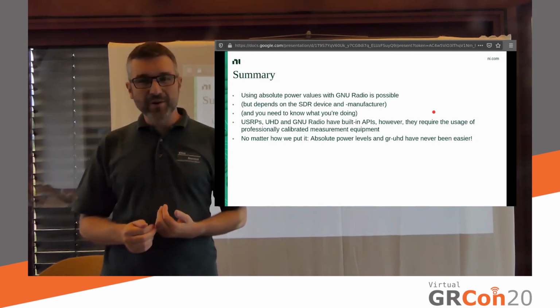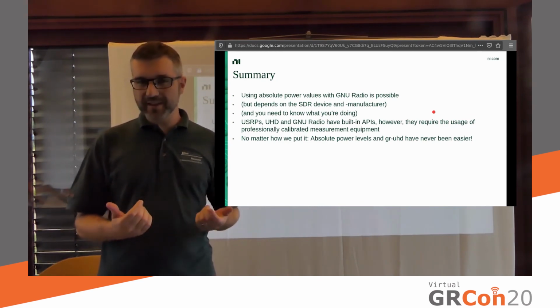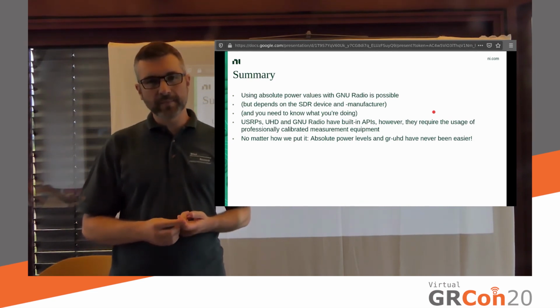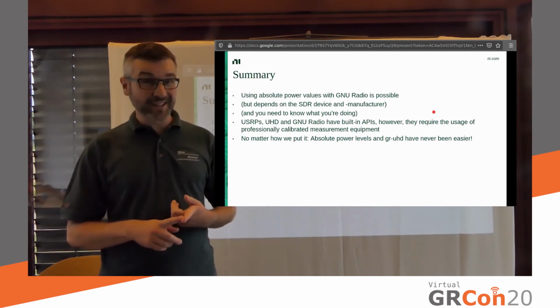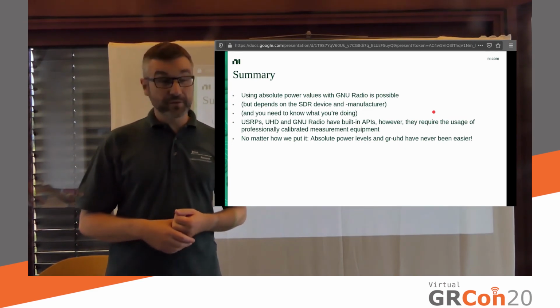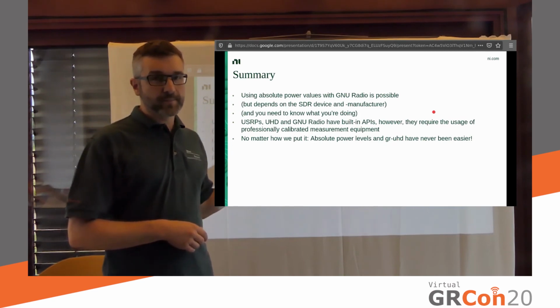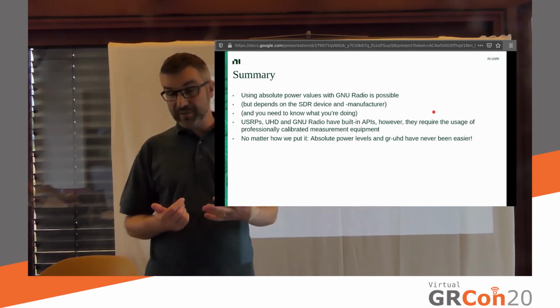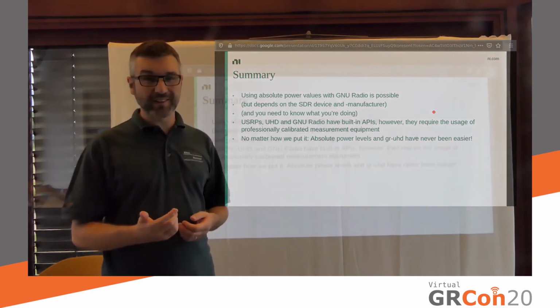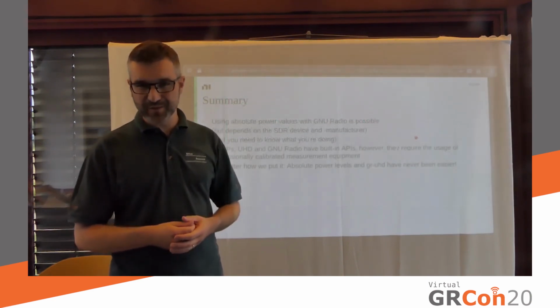Doing absolute power related things with SDRs and GNU Radio has never been easier than it is now, especially if you're using the USRP. However, you need to know what you're doing, unfortunately, and you also need calibrated equipment if you want to repeat these experiments yourself. But if you have those things, you can just go at it, and I hope someone tries it out and gives us some feedback.